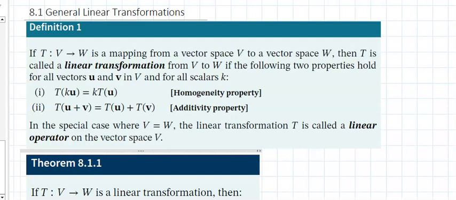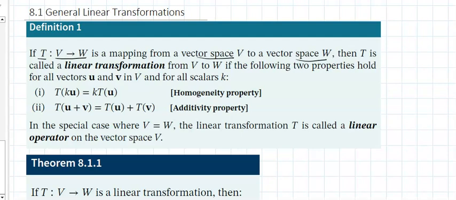8.1 talks about general linear transformation. Chapter 8, we're going to take a slightly different direction. It's kind of what we've been doing, but now we're going to reset or redefine everything. We're going to focus on a linear transformation from V to W, which is a map from the vector space V to the vector space W.